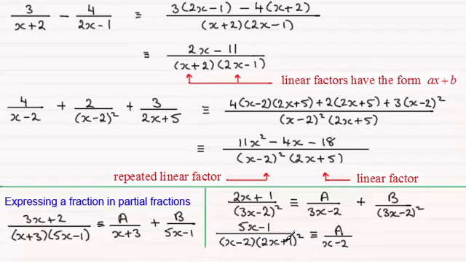Now if we look at the repeated linear factor, we're going to get another constant, which I'll call b, and that will be divided by just 2x plus 1. And now we have a third fraction, which we'll say has a constant c, divided by the repeated linear factor, 2x plus 1 all squared. Now in any of these examples we need to work out what the constants a, b and c are. And so a, b and c are constants to be found.